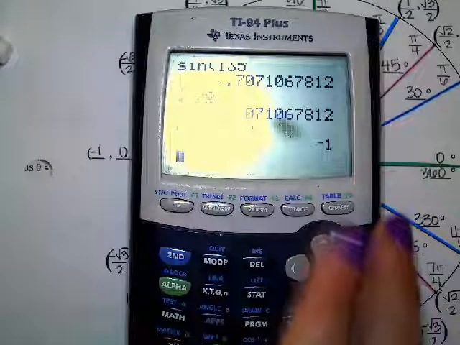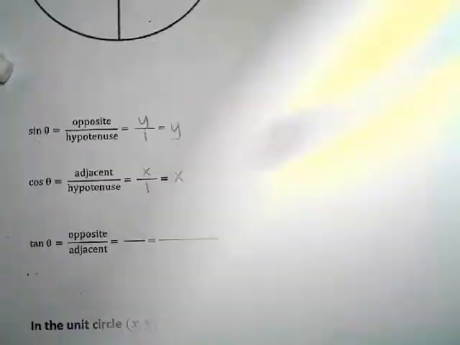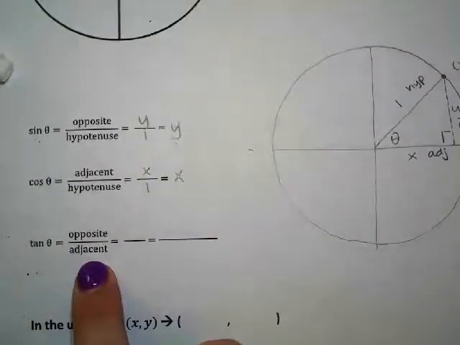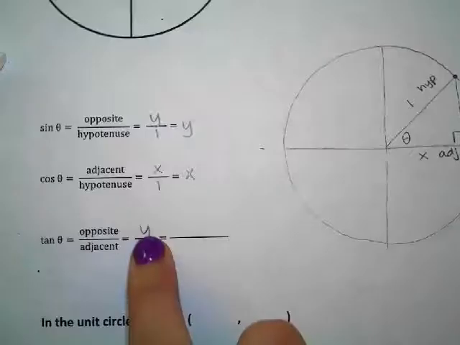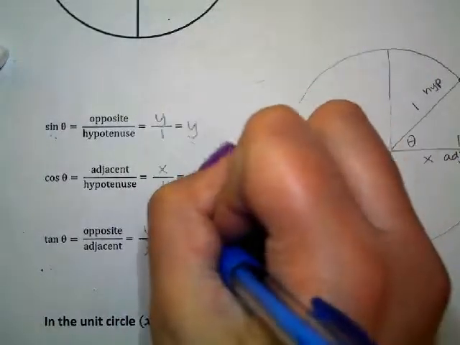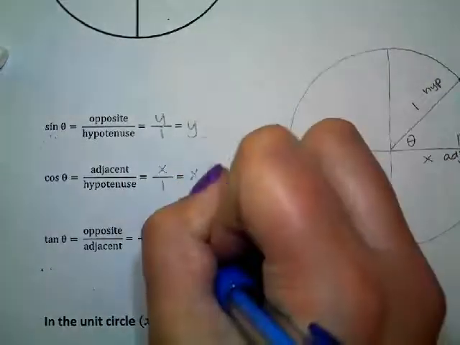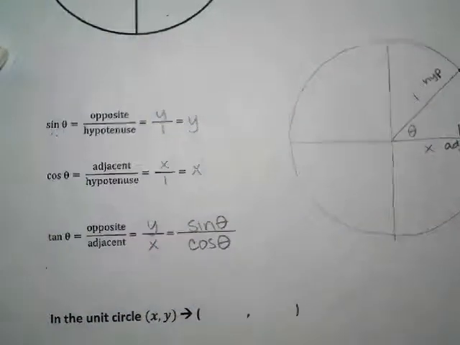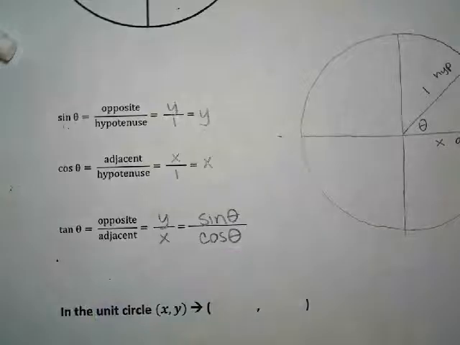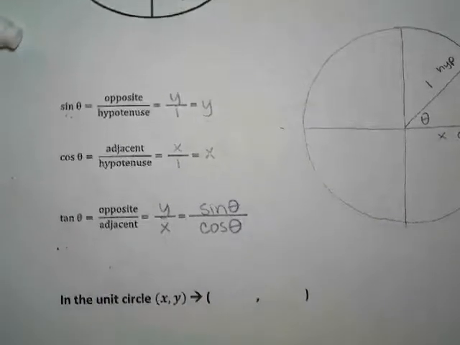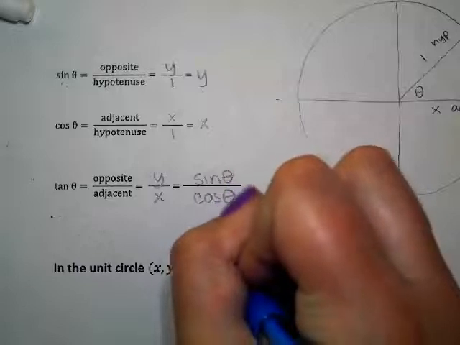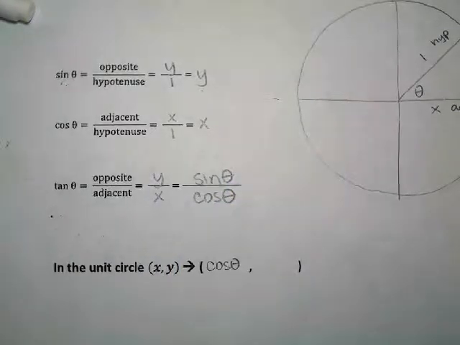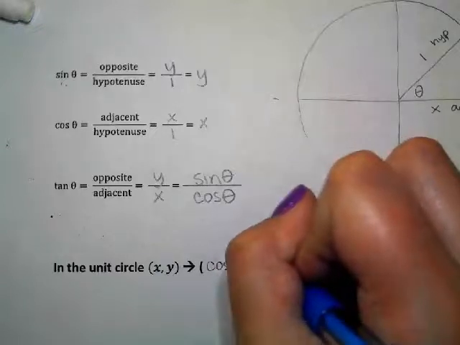Okay, tangent gets a little bit weird. Tangent is opposite over adjacent, which is what? y over x, and we just learned that y is actually sine, and x is actually cos. So tangent is actually the same as sine over cos. So in the unit circle, we just learned that the x-coordinate corresponds to cos of the angle, and y corresponds to sine of the angle, and that is a big deal. We just learned something that is a big deal in trigonometry.